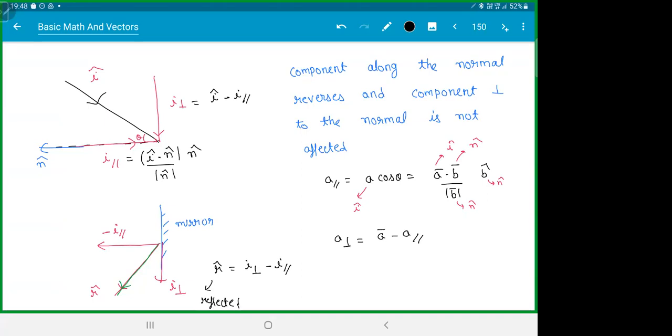When an incident ray hits a mirror, there will be two components. One is parallel to the normal, one is perpendicular to the normal. Only the normal component will reverse. Matlab the I parallel, that will become minus I parallel. So this will reverse, right? And whenever you reverse a vector, what happens? It becomes a minus sign.